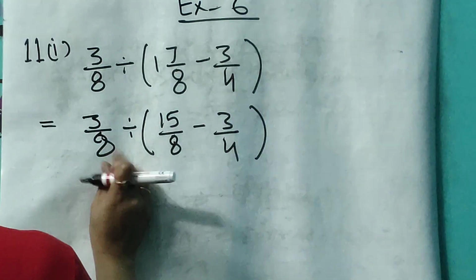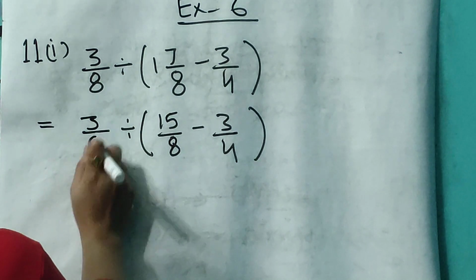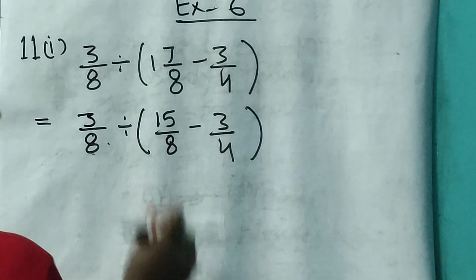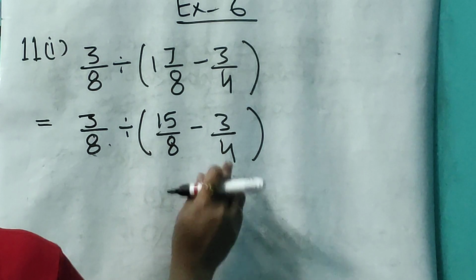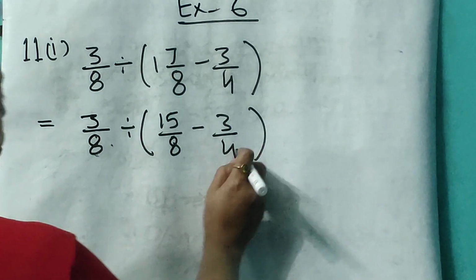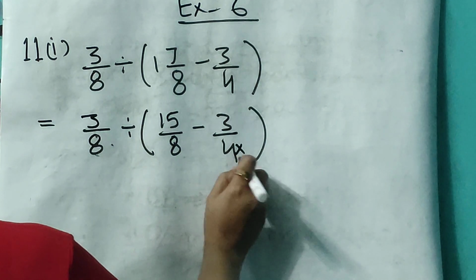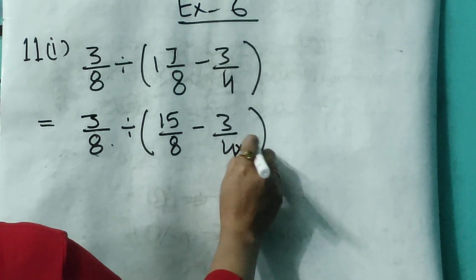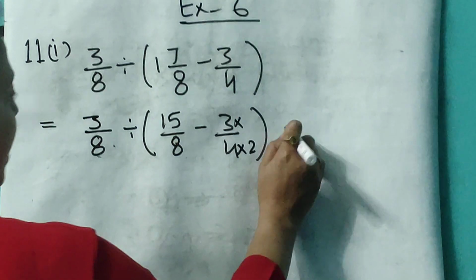Now first you will solve this bracket. To solve this bracket, you will take the LCM of 4 and 8. So the LCM of 4 and 8 will be 8. So here you will make the denominator the same by multiplying this 4 with 2. 4 2s are 8.